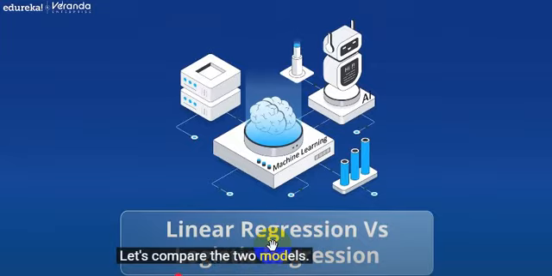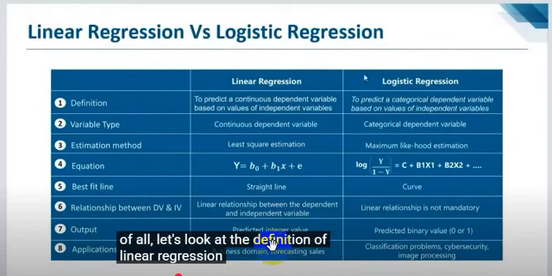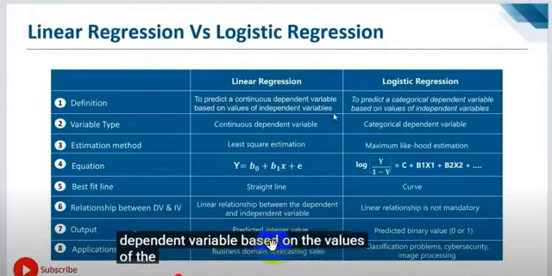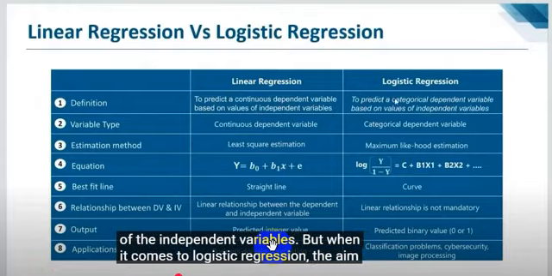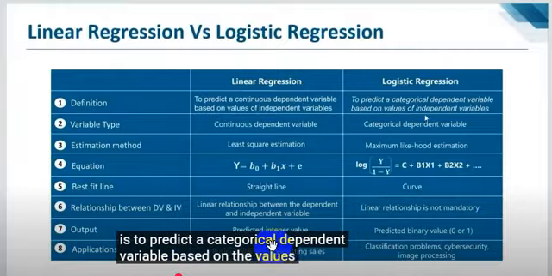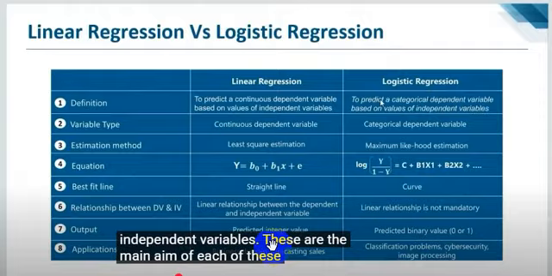Let's compare the two models. First of all, let's look at the definition of linear regression and logistic regression. The main aim of linear regression is to predict a continuous dependent variable based on the values of the independent variables. But when it comes to logistic regression, the aim is to predict a categorical dependent variable based on the values of independent variables. These are the main aims of each of these models.